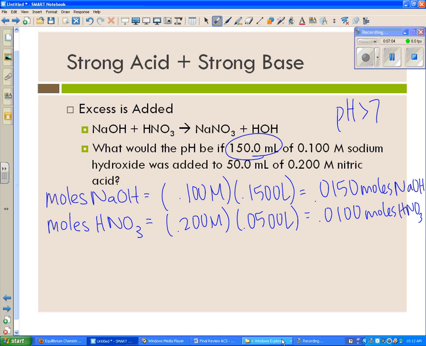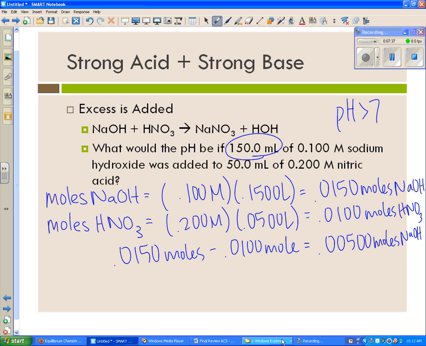How much extra sodium hydroxide, if this reacts in a one-to-one ratio, is there? 0.00500 moles of extra base is remaining. Calculate that, 0.0150 moles of base minus the 0.0100 moles that will react will give us 0.00500 moles of NaOH that is excess.